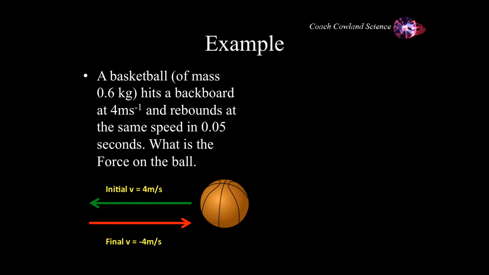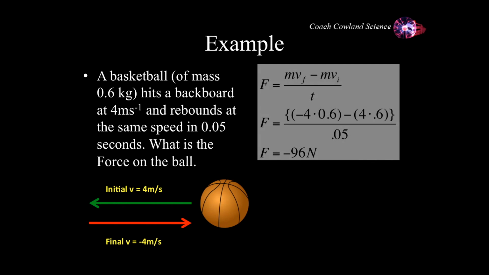Well, there's the ball going backwards and forwards, and if we plug this into the equation, mvf is negative 4 times 0.6 and vi is 4 times 0.6, and if you're subtracting that and the time taken for that is 0.05 seconds, the force on the ball is negative 96 newtons. Newton's third law says for every action there's an equal and opposite reaction, so the force that the ball applies to the backboard is positive 96 newtons.